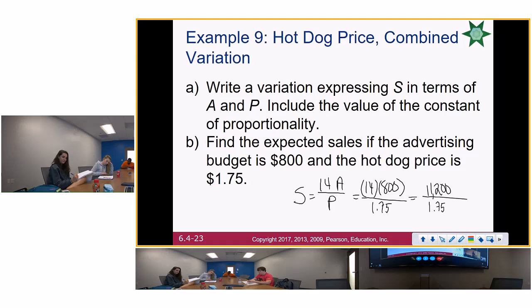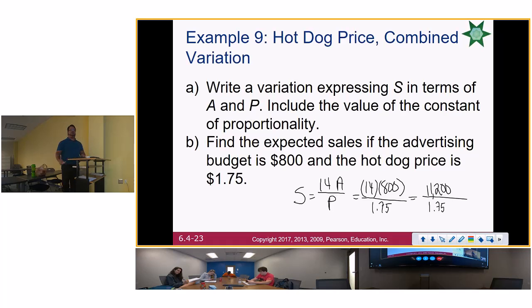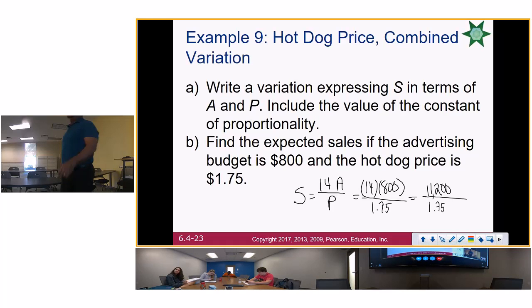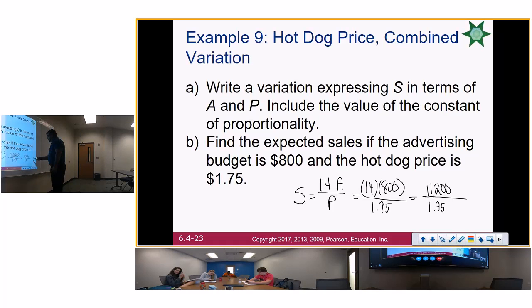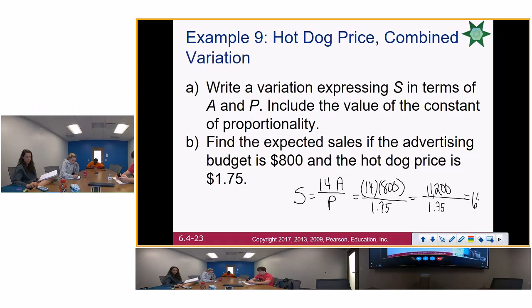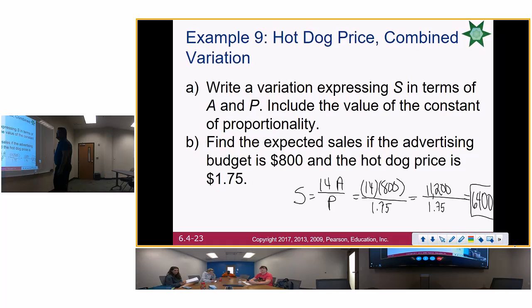Now, somebody take 11,200 and divide by $1.75. What do you get? Now, I ain't going to try that. Unless you're Rain Man, you're not going to be able to do that. So use your calculator. How much? 6,400. 6,400 dang old hot dogs. That's a lot.